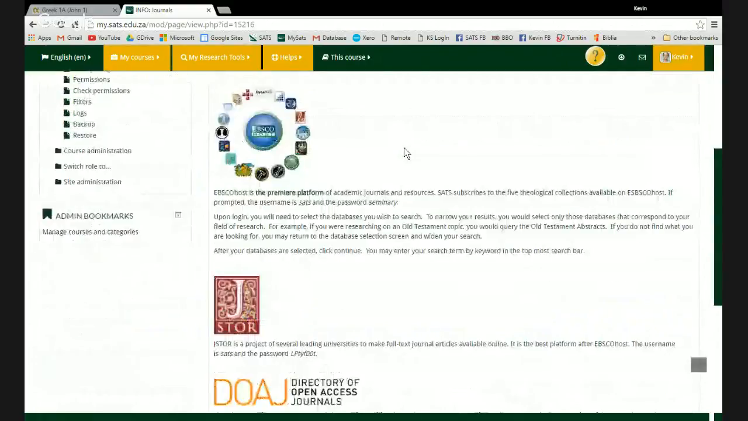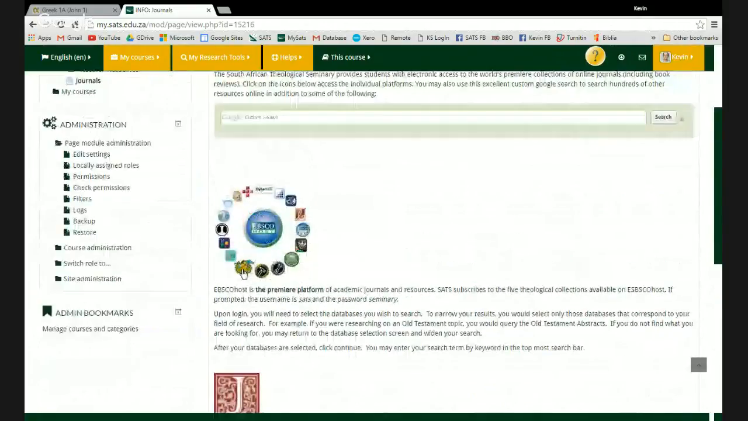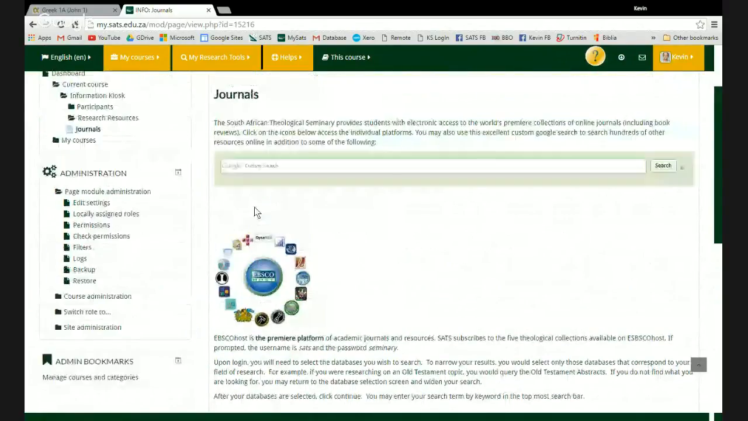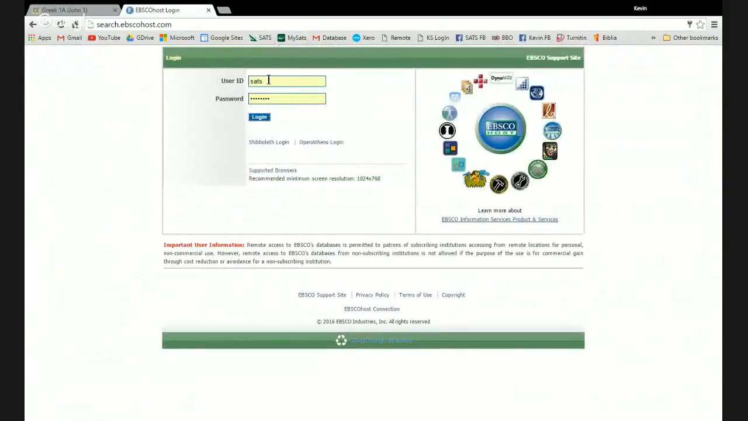And this has a couple of platforms. JSTOR is a goldmine, by the way, but the other one that's a goldmine is EBSCOhost. So what I want to point out to you this morning is EBSCOhost. So you go My Research Tools, Online Journals, EBSCOhost, and you click there. The password is SATS, and the login is Seminary.